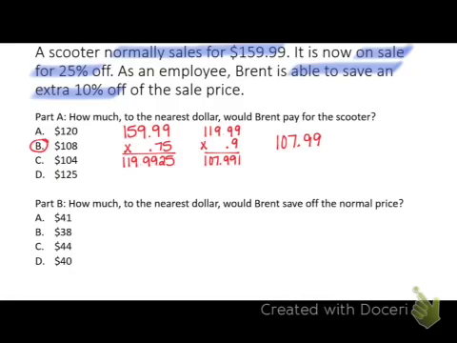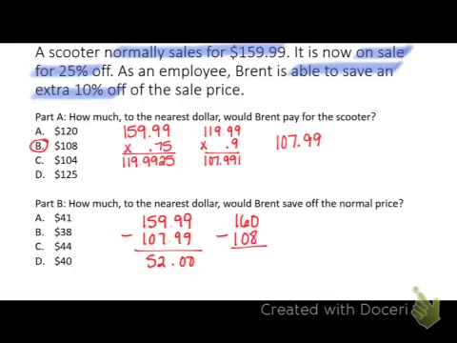But now we want to know how much to the nearest dollar Brent would save off of the normal price. So if the normal price is $159.99 and Brent's price is $107.99, then he is saving $52. You can look at this with the exact amount or the rounded amounts because it does say to the nearest dollar. So $159.99 is $160, and $107.99 is $108. And the difference of $160 and $108 is $52.